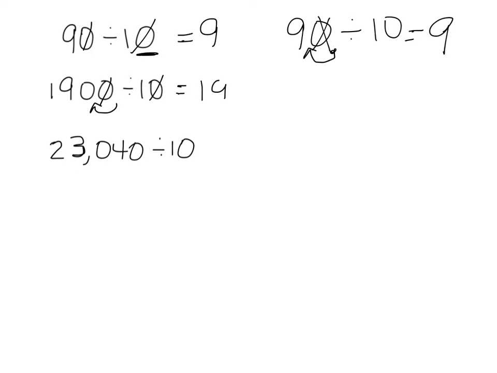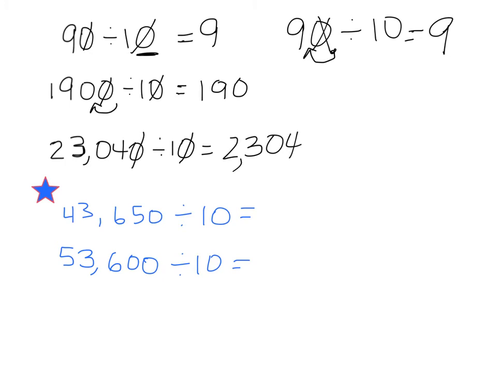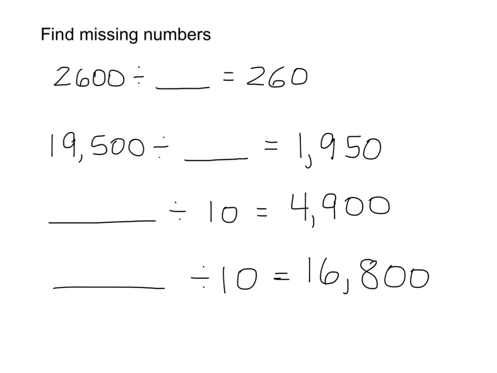That leaves it 190. And in 23,040, again, there's 1 zero. We're dividing by 1 power of 10, so we only get to knock off 1 zero, and we get 2,304. Pause the video and try these 2. Remember, dividing by 10 is only knocking off 1 zero in each number. Pause the video and see if you can fill in the missing numbers.